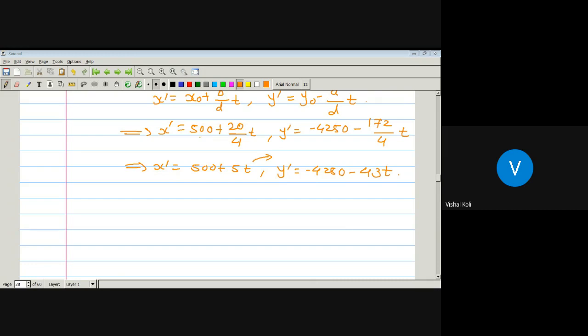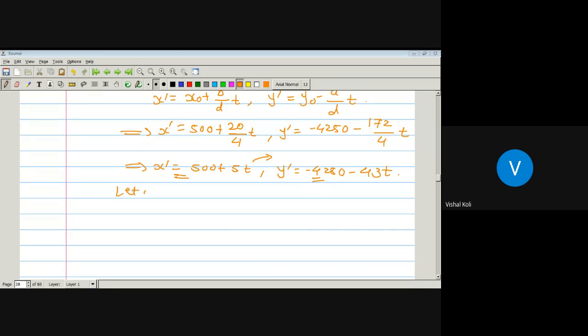So whenever 500 and minus 4250 are the particular solutions of the linear Diophantine equation 172x plus 20y equal to 1000, then all the remaining solutions are nothing but x dash and y dash. Here we will get all the remaining solutions of the given linear Diophantine equation. But now we have to check whether this solution is positive or not. So for a positive solution, we have to consider x dash and y dash greater than 0.